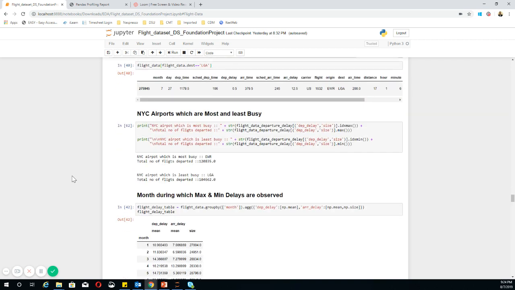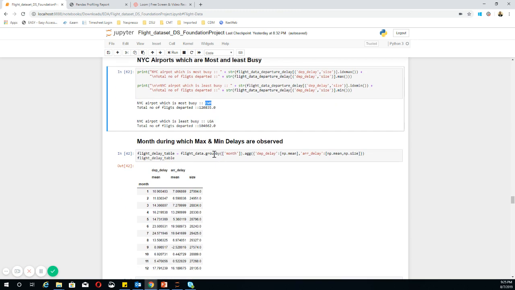The next part again concerns New York City airports, which are the busiest and least busy. EWR is considered the busiest airport, with around 120,000 flights over the year, and LGA is the least busy.